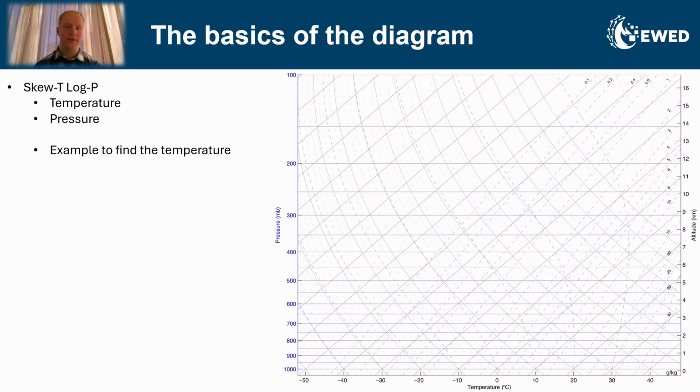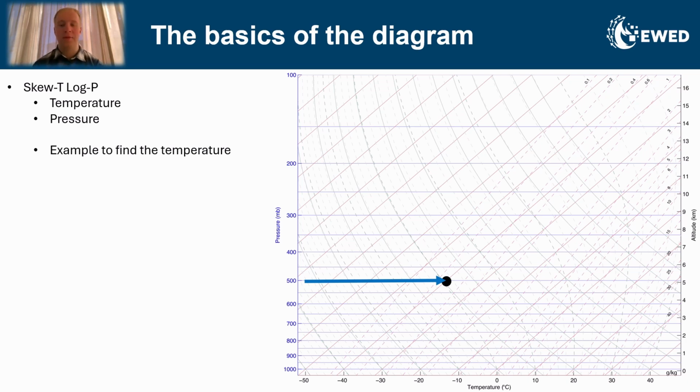So let's do a little exercise together. I've added an example to find the temperature of a parcel at 500 hectopascals, which is approximately 5.5 kilometers height. As you can see, the black circle here is the parcel. And now I want to know which temperature that parcel has. If I just look vertical, it would be between 10 and 20 degrees below zero, so -10, -20. But we know the temperature lines are skewed, so this is of course not the case.